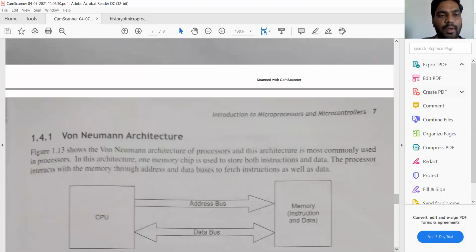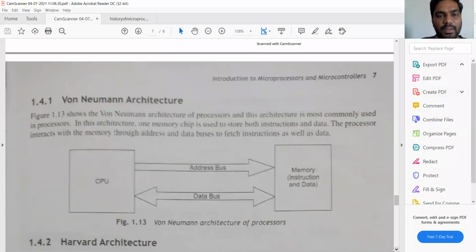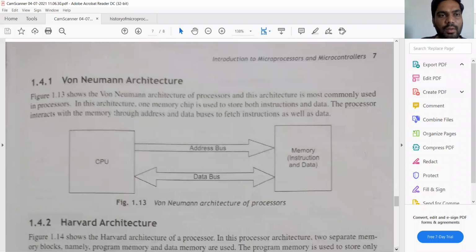First one is Von Neumann architecture. I hope my screen is clear. It is a little bit duller because it is scanned, but anyhow it is clear, I hope.